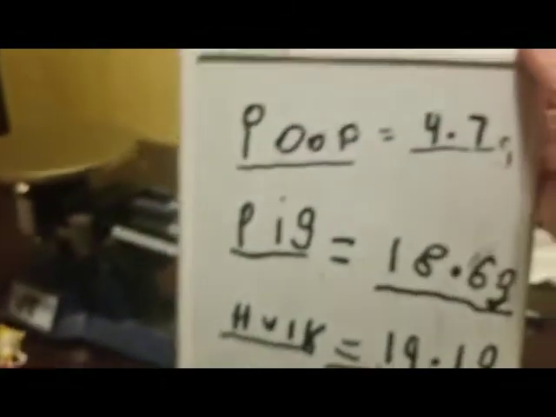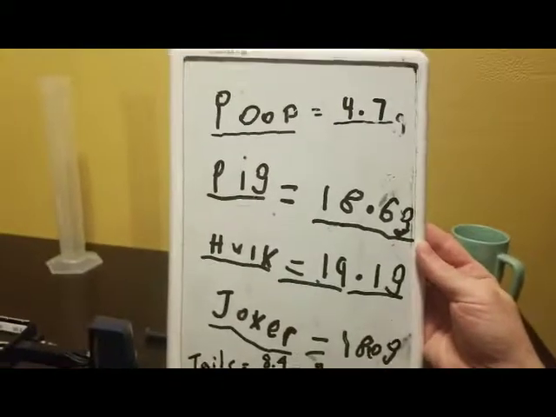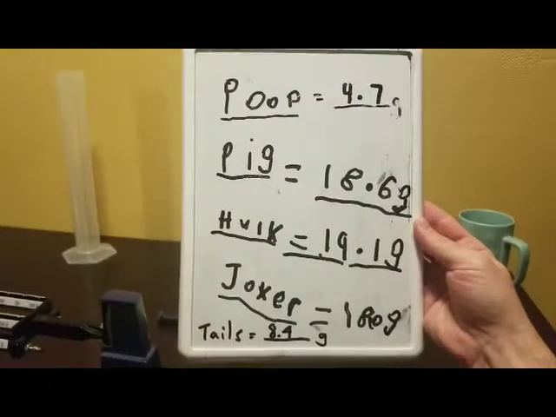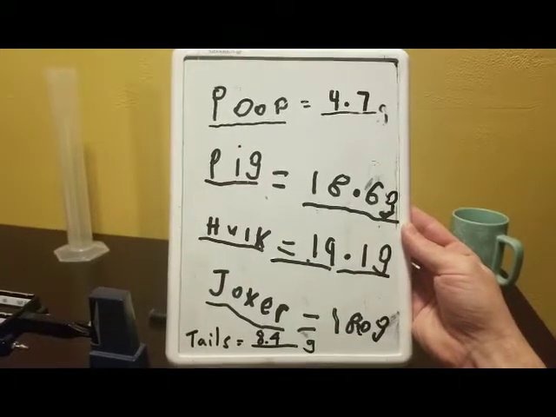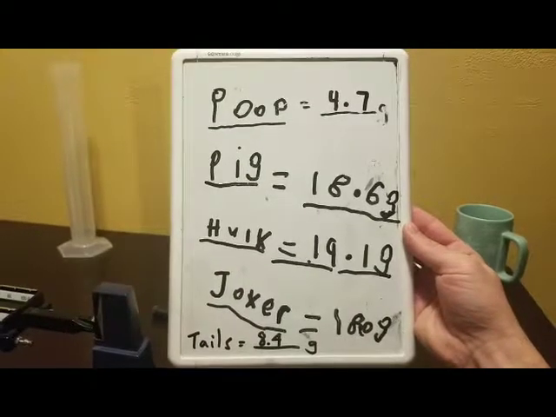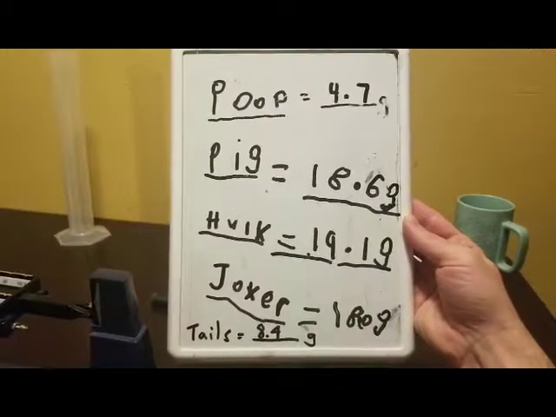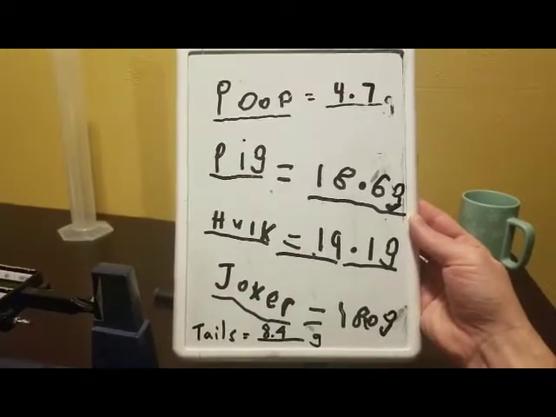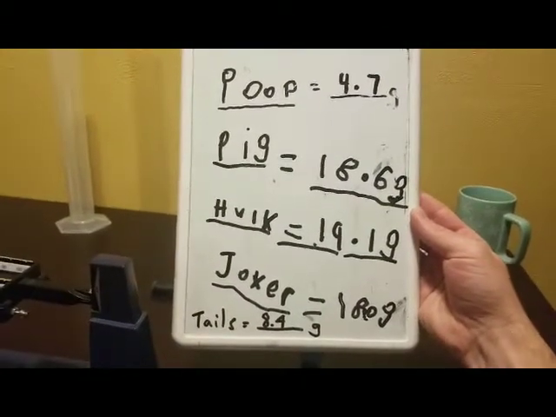Alright, so here, isn't it going to be your data, E? If we can get this to stand up. So here's Ethan's mass data, and then we're going to get Ryan's too when he comes back from soccer. So, smallest, Poop. Then Tails. Then what's smaller than 19? Joker, 18.0. Then Piggy, and then having the most mass.